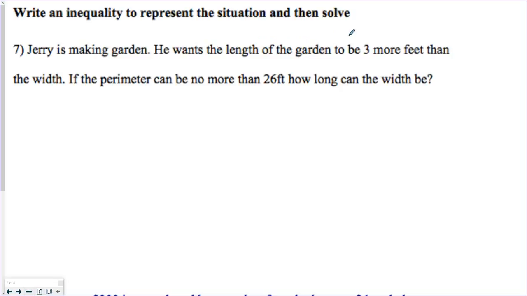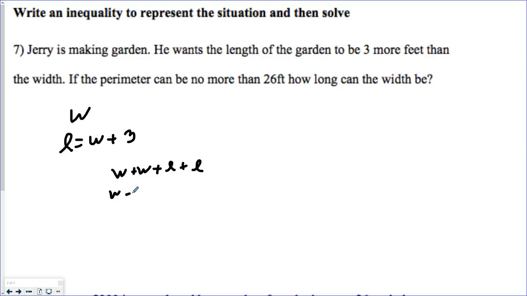So the length wants to be 3 more feet than the width. So let's have the width here. That means the length has to be the width plus 3. 3 feet more than the width. The length is 3 feet more than the width. So my perimeter, remember, is width plus width plus length plus length. That's how you get the perimeter. 2 widths and 2 lengths.